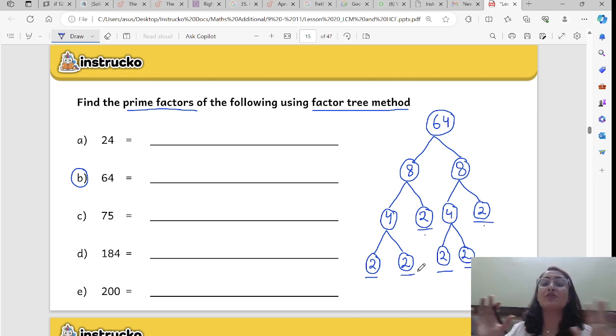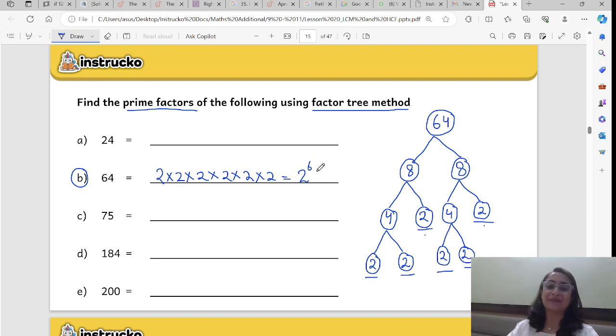Now, this cannot be solved any further. Why? Because you cannot break 2 into two parts, because 2 is a prime number, right? So, what are my prime factors of 64? They are 2 multiplied by 2 multiplied by 2 multiplied by 2 multiplied by 2 multiplied by 2. Basically, 2 is multiplied 6 times. So this can also be written as 2 to the power 6.